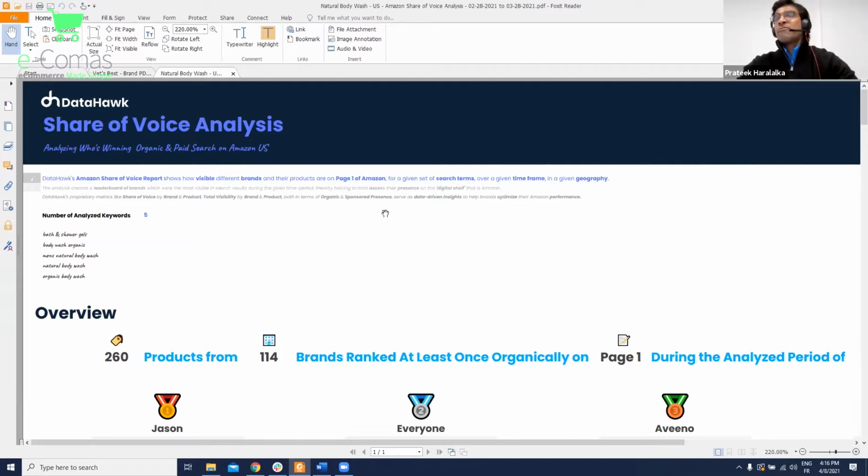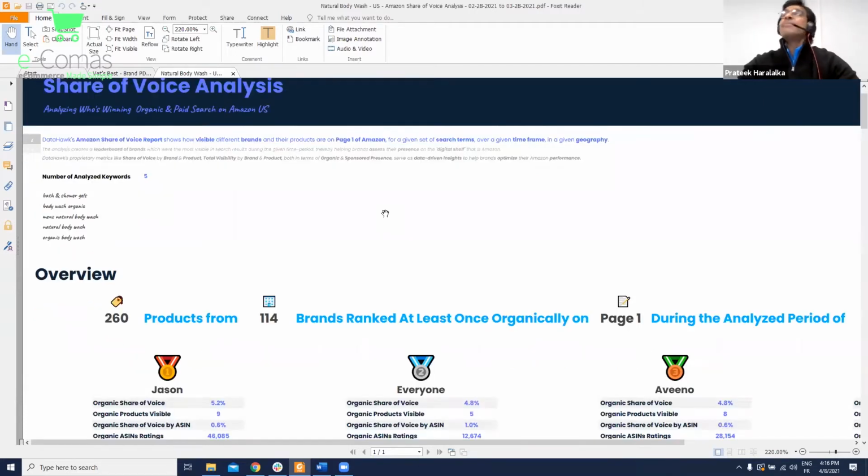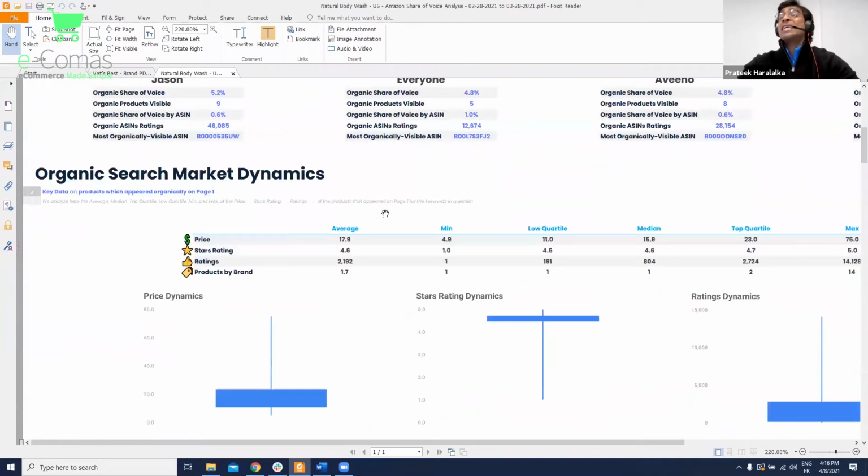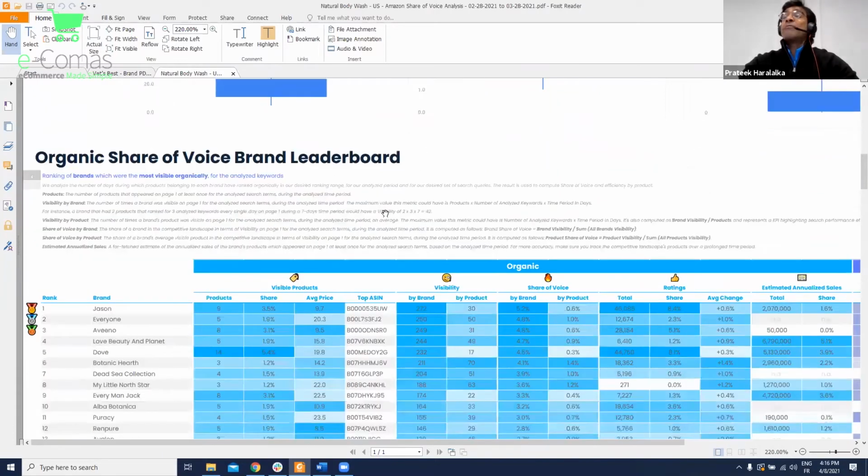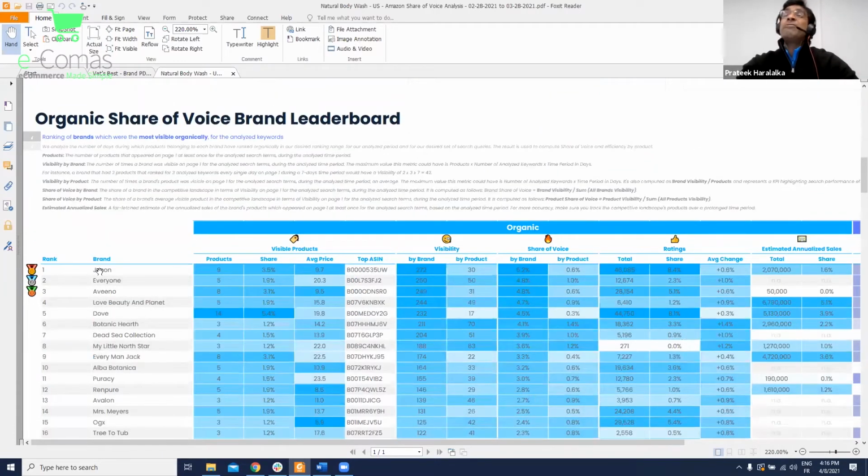Absolutely. This is one of our most powerful reports, and all of the biggest brands out there discuss these in their board meetings. What this report does is show you your brand's visibility for the most relevant search terms. For example, let me go back up a little bit.